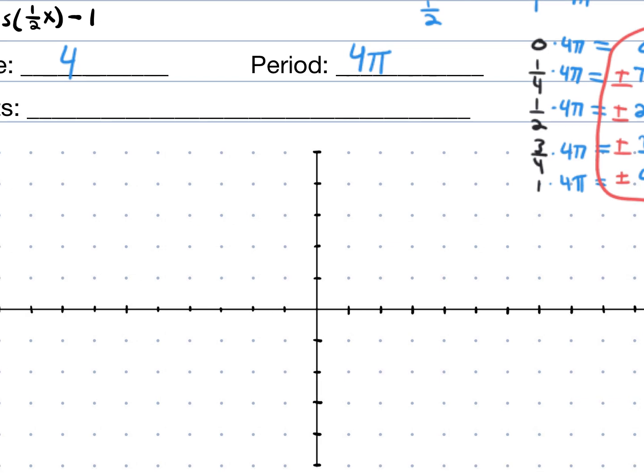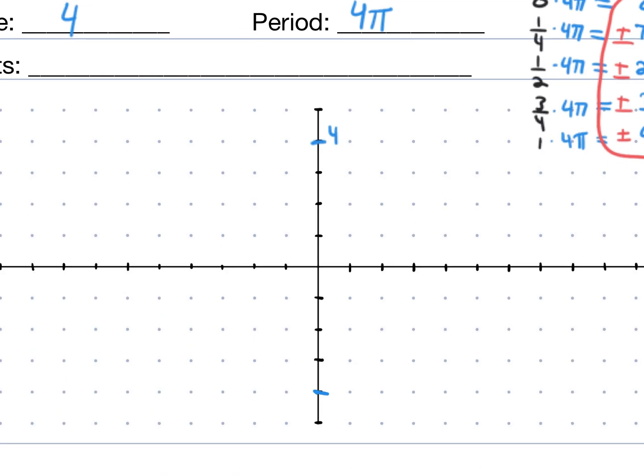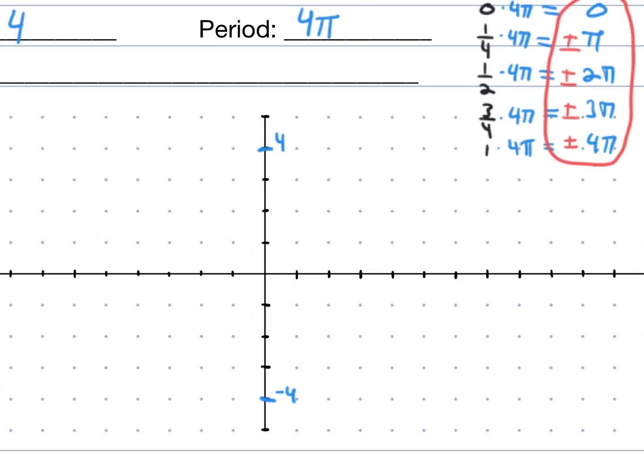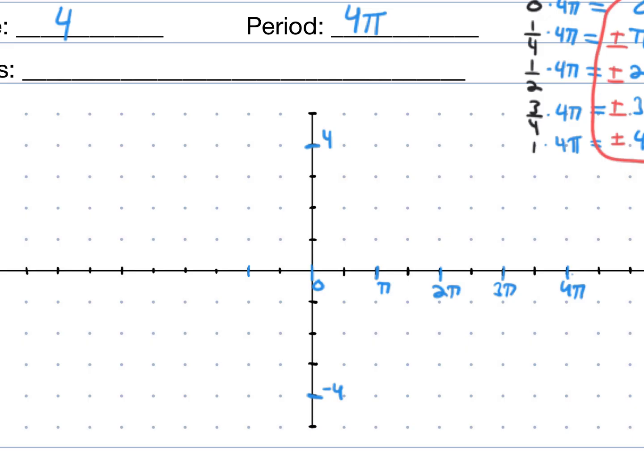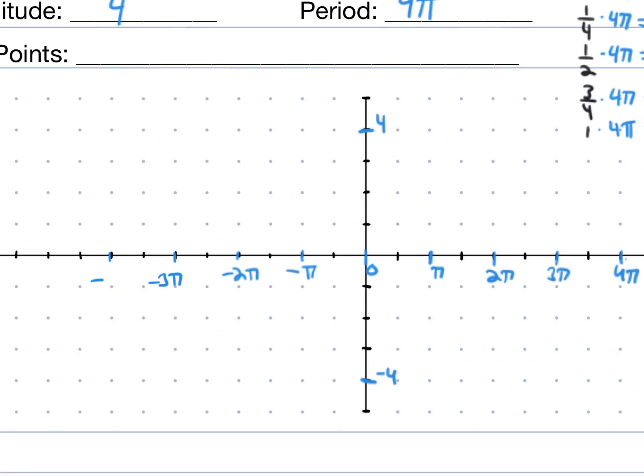All right, our amplitude is 4. I'm just going to mark 4 up here, and then negative 4 down here. And then let's mark our key points. All right, so 0, pi, 2 pi, 3 pi, and 4 pi. And then go backwards as well, negative pi, negative 2 pi, negative 3 pi, and negative 4 pi.